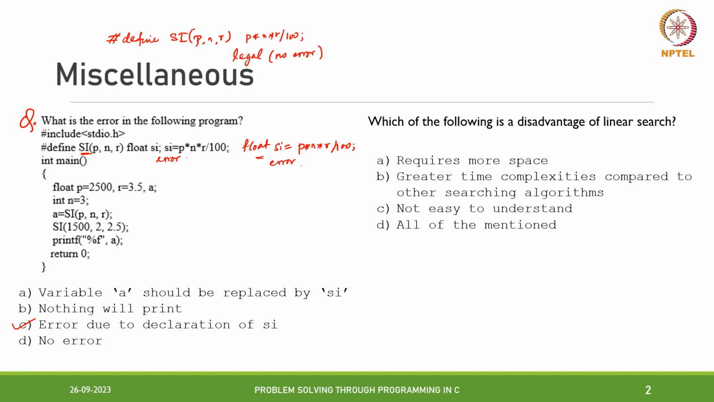Okay. Now let us move on to the next question. So the question asks, which of the following is a disadvantage of linear search?